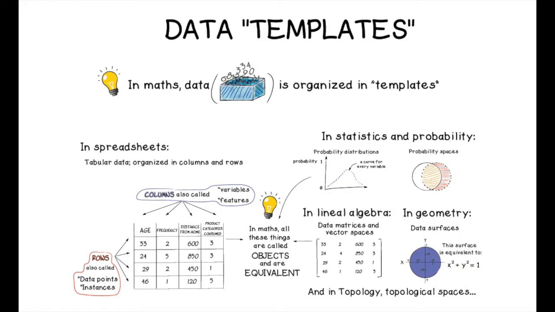In mathematics, data is represented in templates. These templates are also called objects. We can represent the same data with different templates, and all of them will be equivalent. Each mathematical field uses specific templates. For example, in statistics, data is defined as probability distributions, and in geometry, as data spaces.